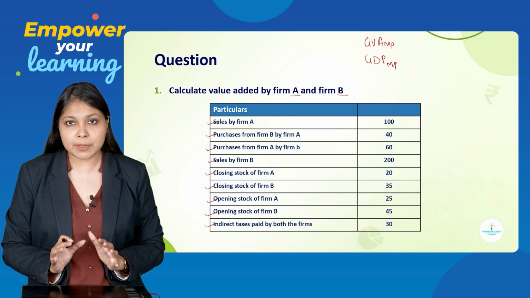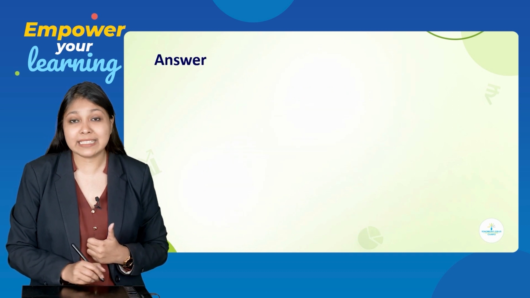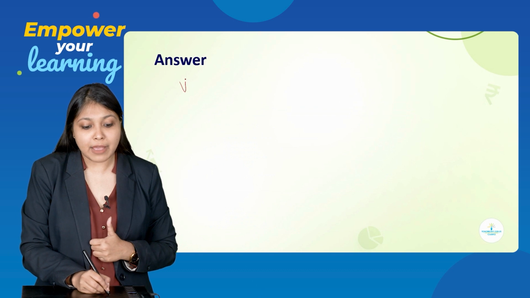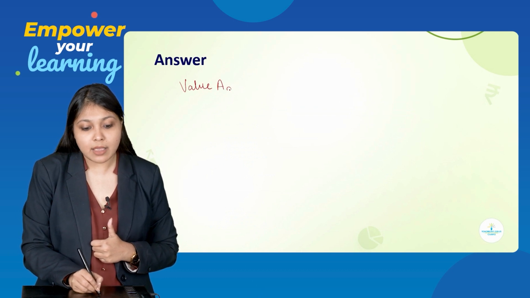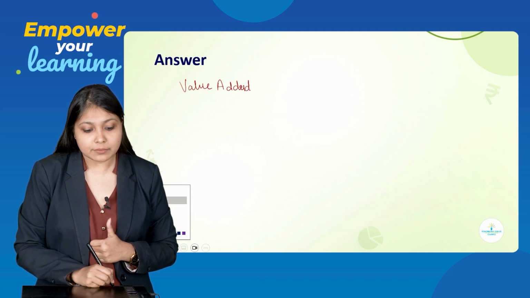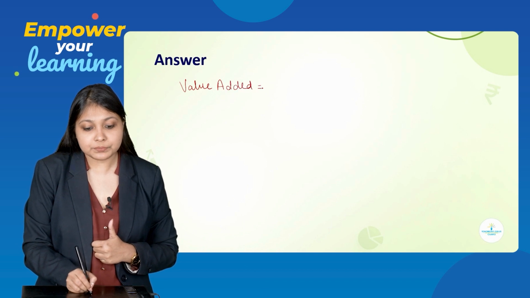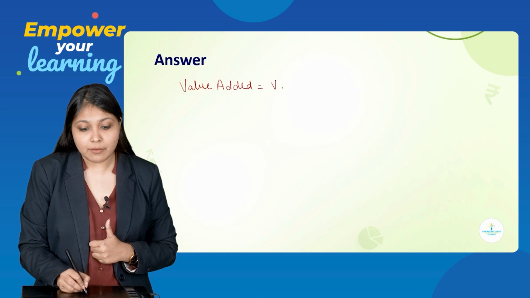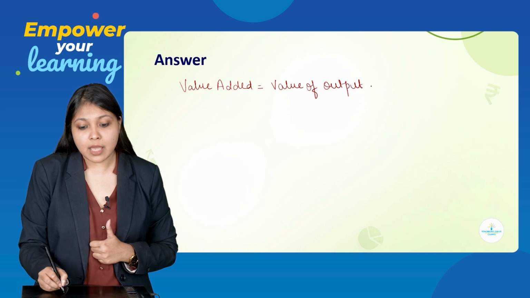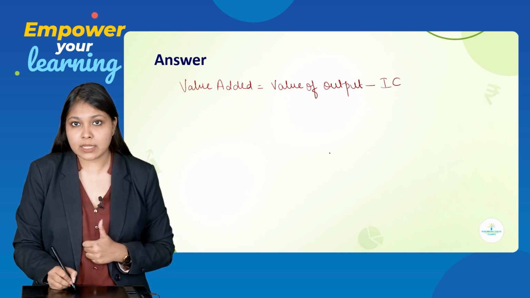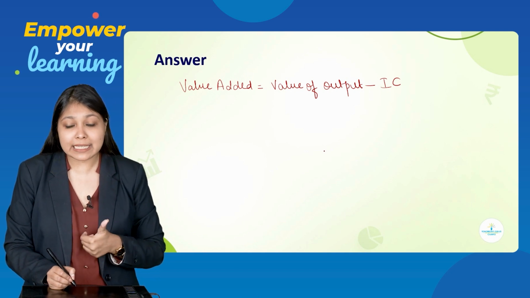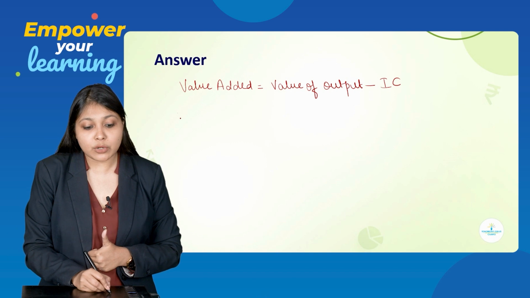Now you have got all the information. The first thing you will do is write down the formula. Let us write the formula first. Value added is equal to value of output minus intermediate consumption. Value of output is not directly given to us in the question. So how will we find out value of output?